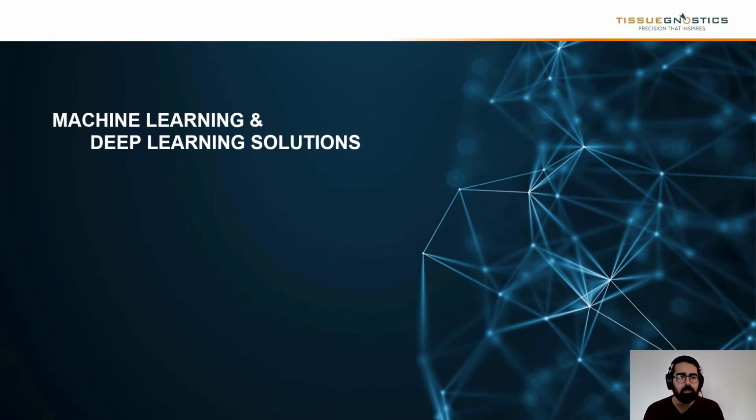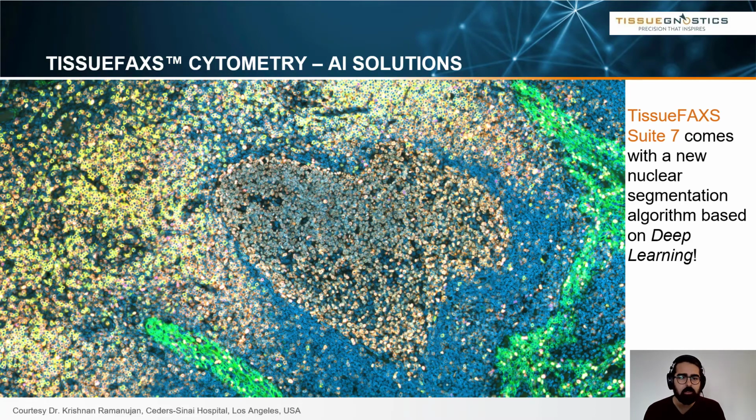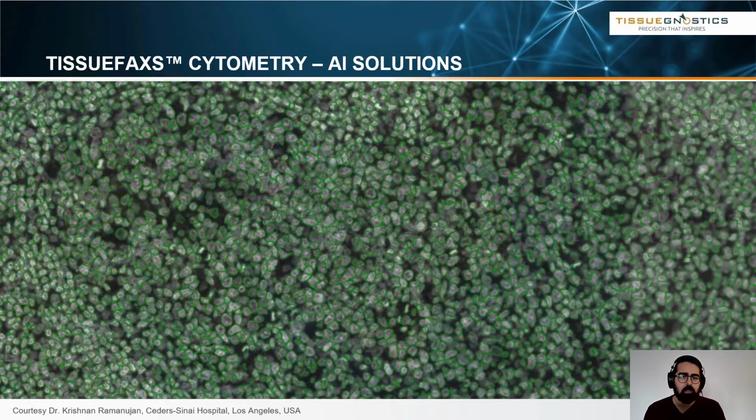The machine learning and deep learning solutions are two powerful new features in our image analysis suite. The deep learning nuclear segmentation algorithm is particularly well suited for dense tissue microenvironments such as in immune organs. As you can see here, these cells are extremely dense and almost impossible to tell apart from each other. But our nuclear segmentation based on deep learning does a fantastic job segmenting these nuclei with no user input.